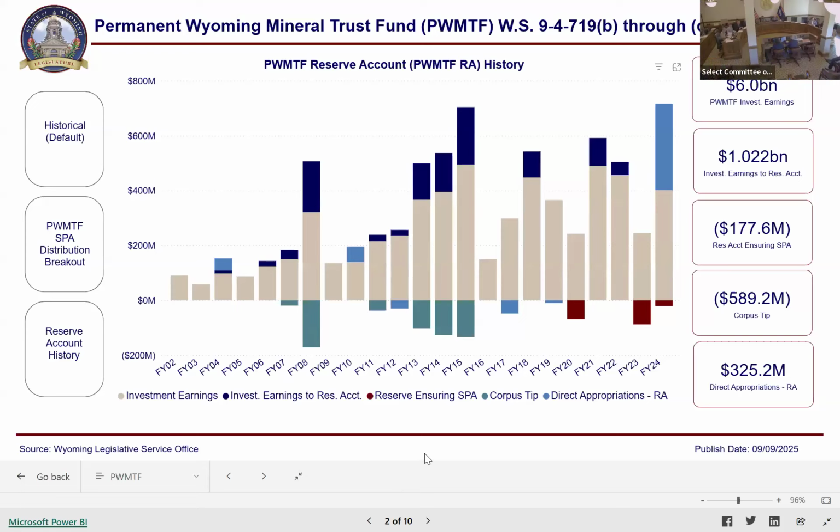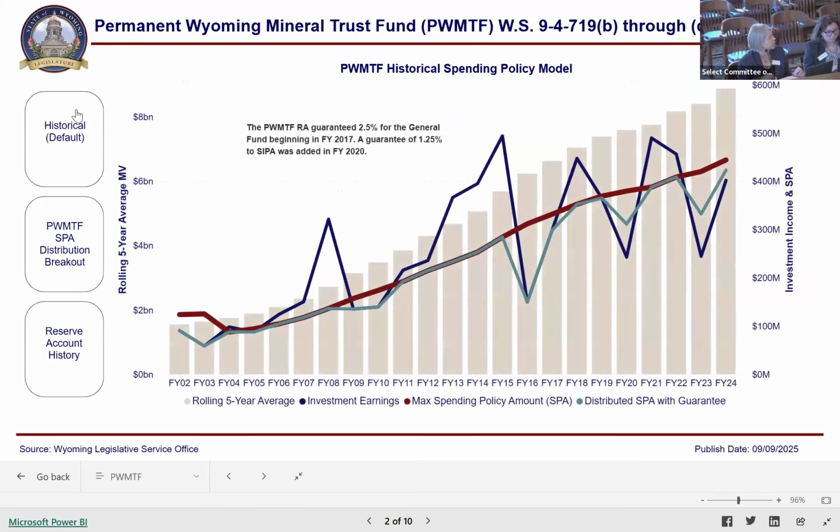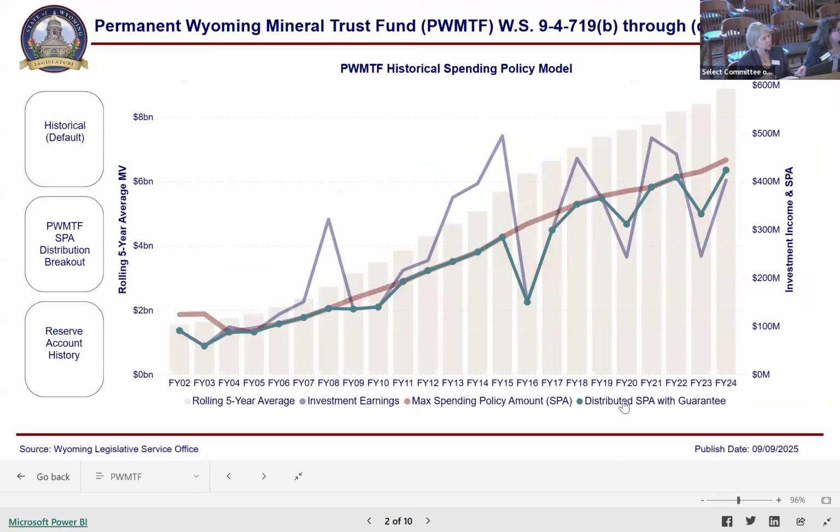Right. Oh, right. And I should go back. Catherine reminded me, I should go back to the historical chart. I forgot to mention the teal line there. That's important. That is the distributed amount of our spending policy. While the red line is the maximum spending policy amount, if we have our maximum available at 5%, the teal line is what was actually distributed.